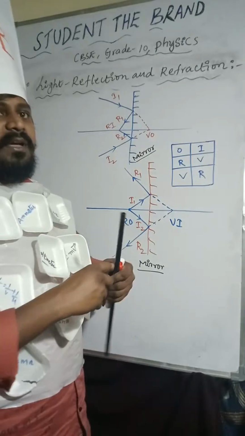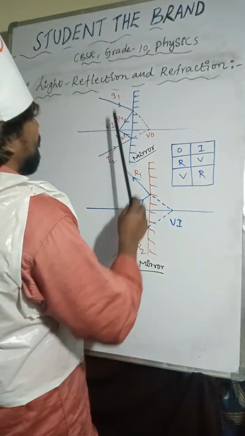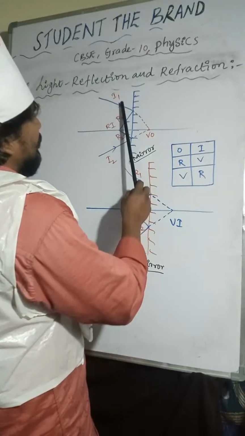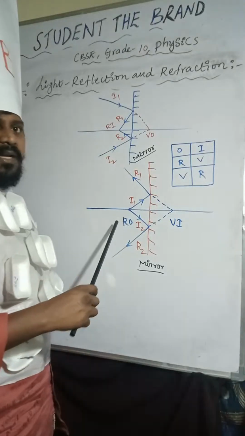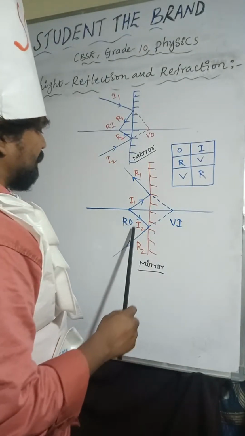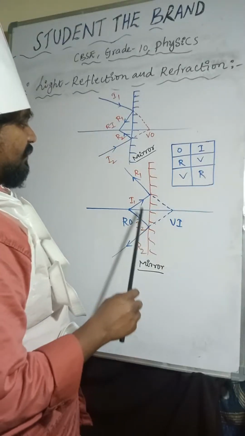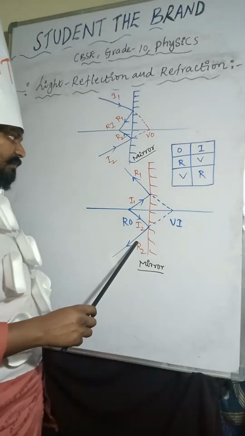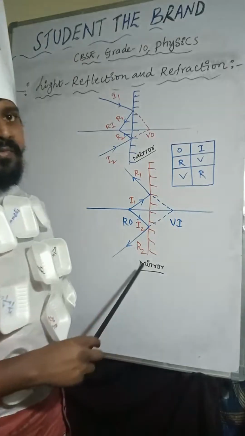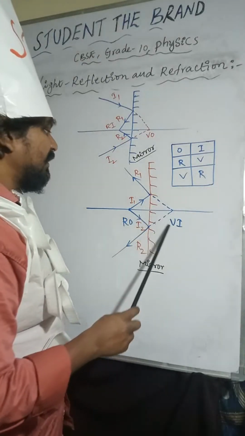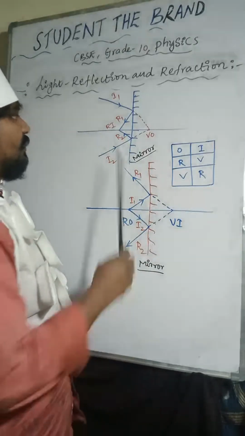So here you can observe after reflection, we are extending the incident light rays. Extended incident light rays are meeting at one point. Their virtual object is formed. And here this is a real object. From this one light rays are coming, I1, I2, R1, R2. We are extending R1 and R2. Those light rays are meeting at one point, so their image is forming. That's a virtual image.